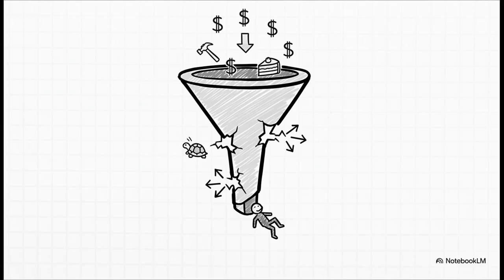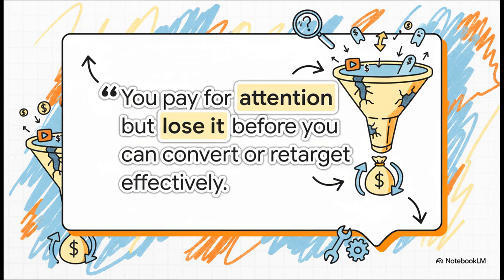You have 10 different buttons asking the user to do 10 different things. You can see the problem. And maybe the biggest leak of all, having no system in place to follow up with the people who don't convert right away. This quote from our source material really just says it all. You're making the investment to get someone's attention, but your system isn't set up to capitalize on it. You lose them before you can even try to bring them back for a second look.